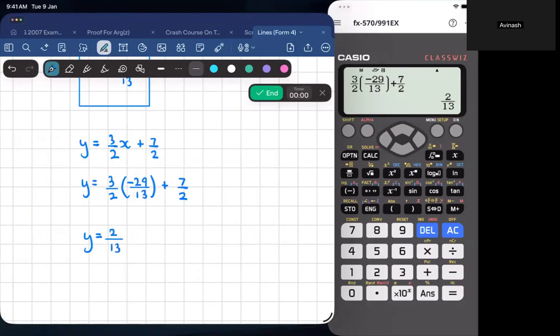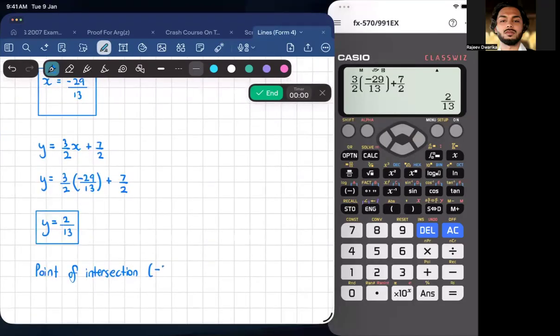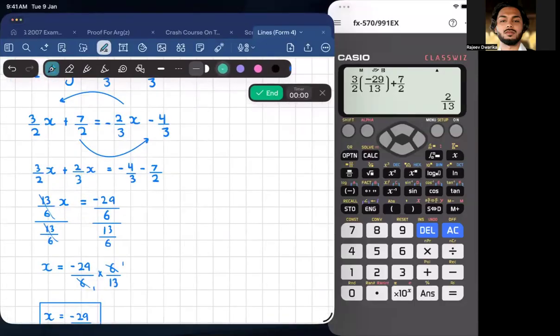Okay. Right, so that's the answer. So the point of intersection is x comma y. So that's going to be minus 29 over 13, comma 2 over 13. This is the problem. Now this question probably has a big scale, but Avinash, was it really that bad? Nah, that's not bad.